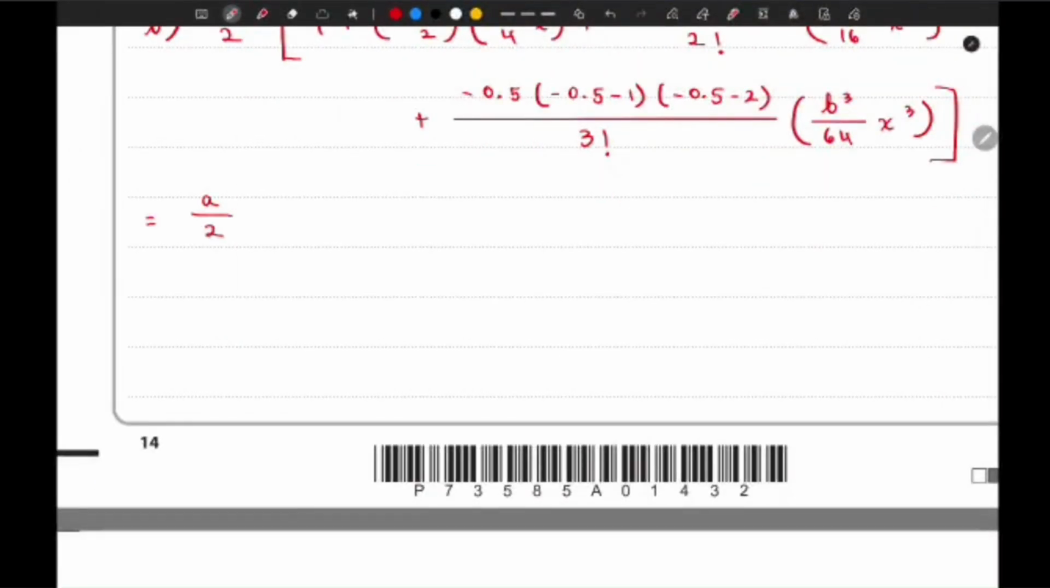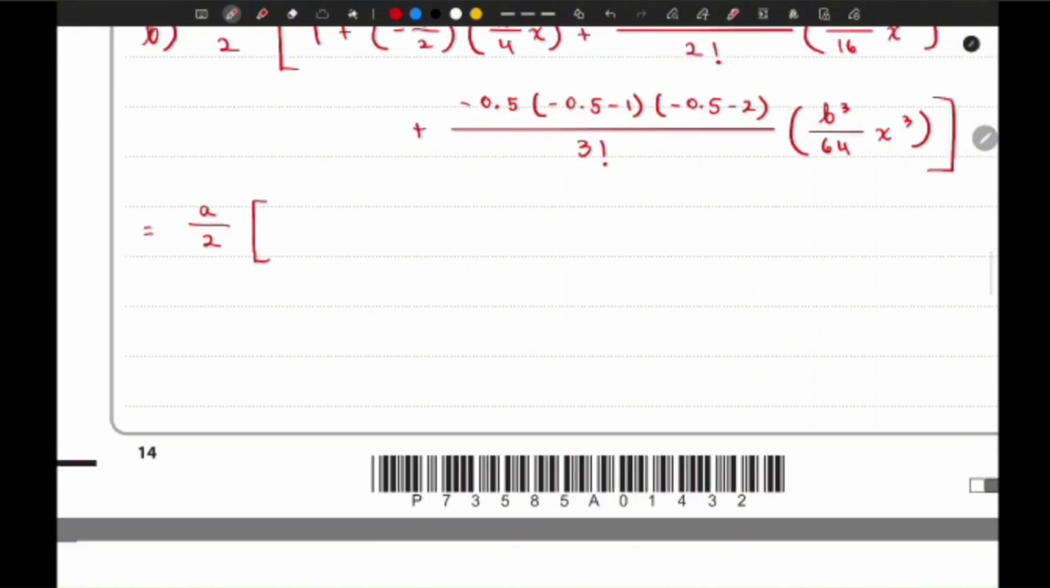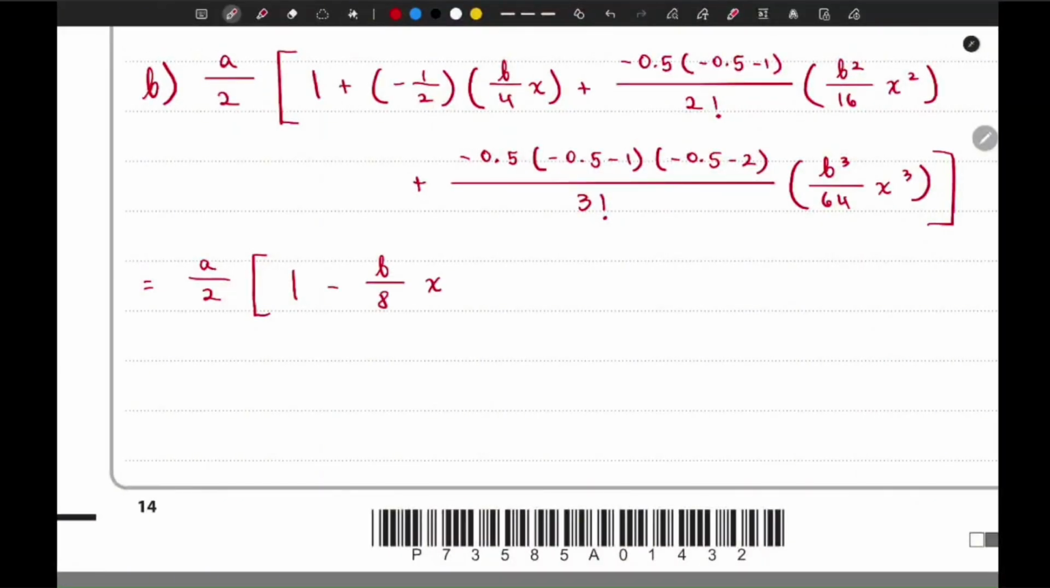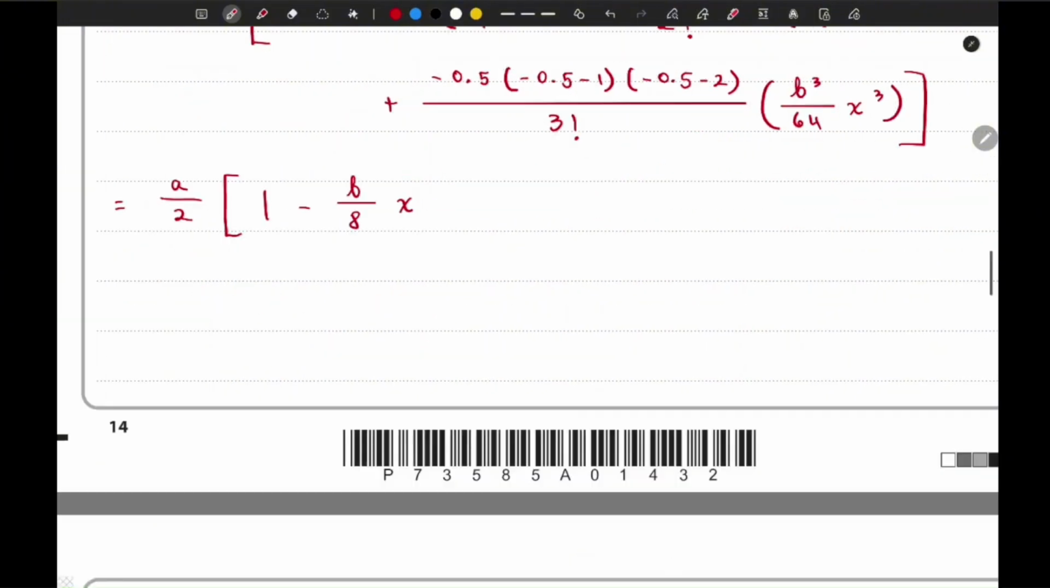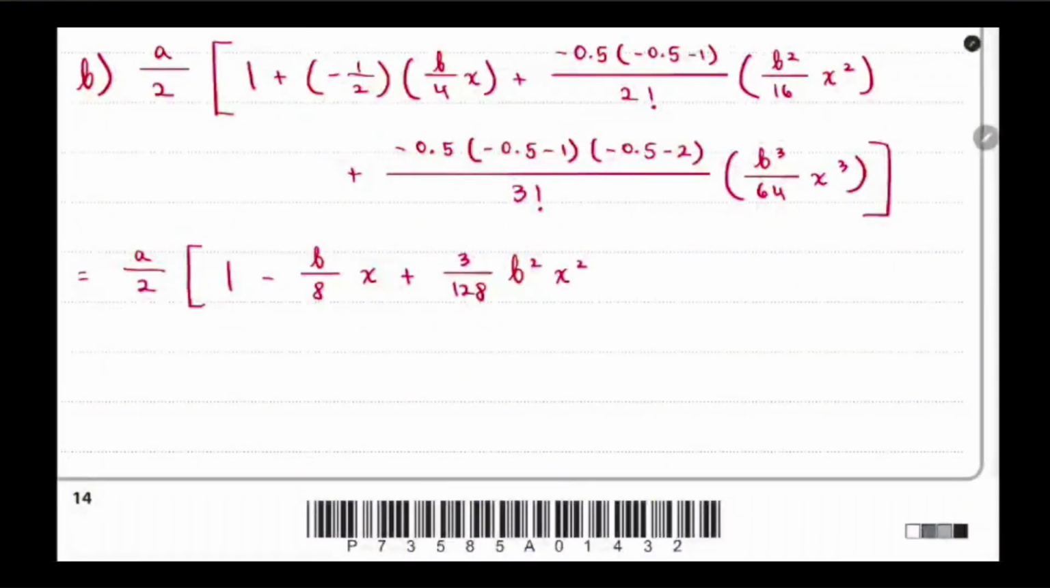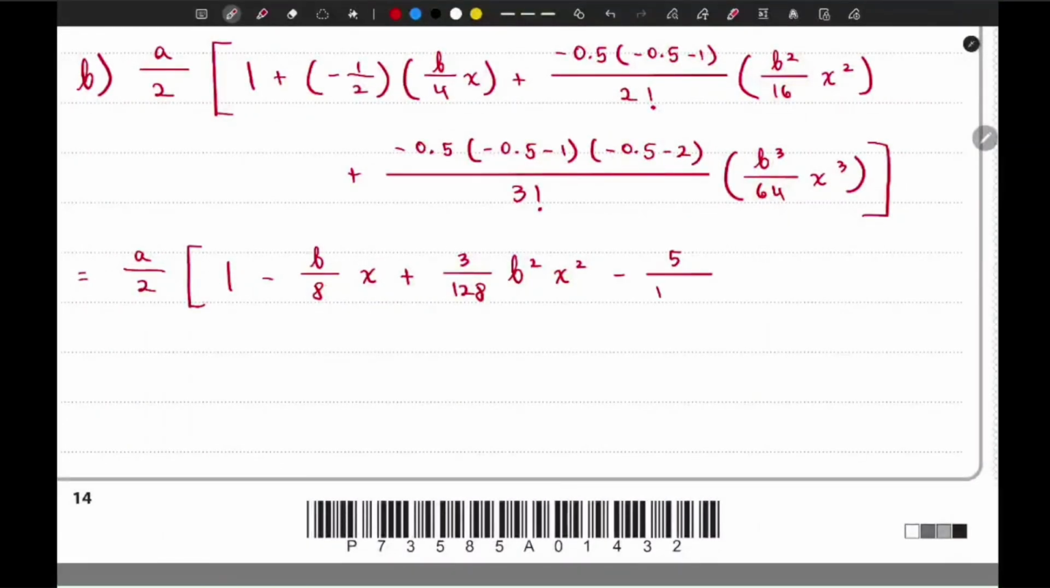So let's simplify this. So that's 1 minus b divided by 8x and plus 3 divided by 128, b squared and x squared, and minus 5 divided by 1024, b cubed and x cubed.